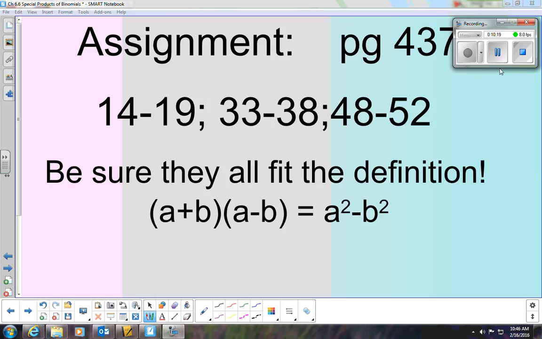Make sure you do pull up both the schedule that I have on Edmodo if you're watching from home, that way you can see what's going on, and pull up the lecture from Chapter 6, Section 6, so you can get the notes for a perfect square trinomial.